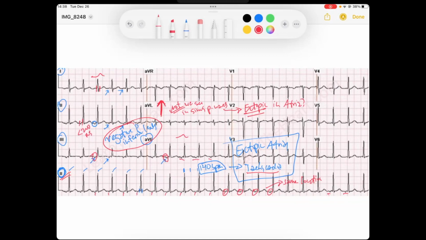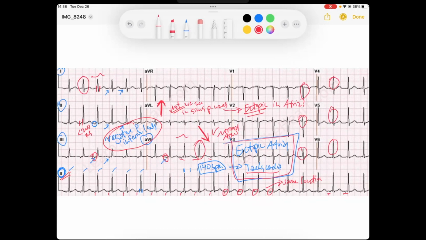Our QRSs are upright in lead 1. They are upright in AVF, which tells me that the QRS axis is down to the left. So that is a normal axis. We've got good R wave progression throughout the precordium. And our ST and T waves look great, and I don't see any pathological Q waves. So what is this? This is ectopic atrial tachycardia.